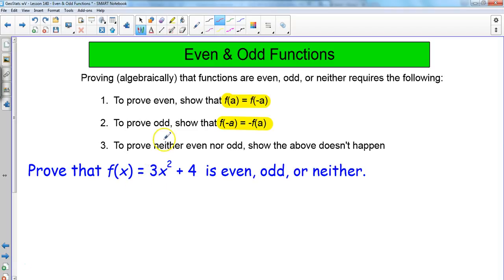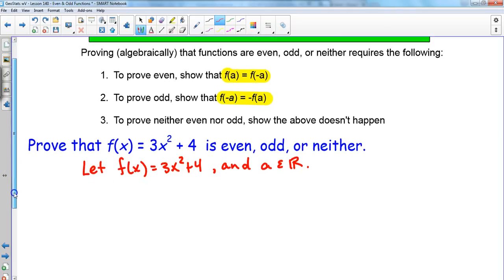Alright, so let's go ahead and look at a proof of one of these things. For this one, we want to prove that f of x equals 3x squared plus 4 is even, odd, or neither. And like always, we want to start this off with a let statement. So we just start off with our function, let f of x equal the function that we're interested in, 3x squared plus 4. And we probably should specify something about the value that we're going to plug in. That value is going to be a, so a is going to be any real number that we plug in.